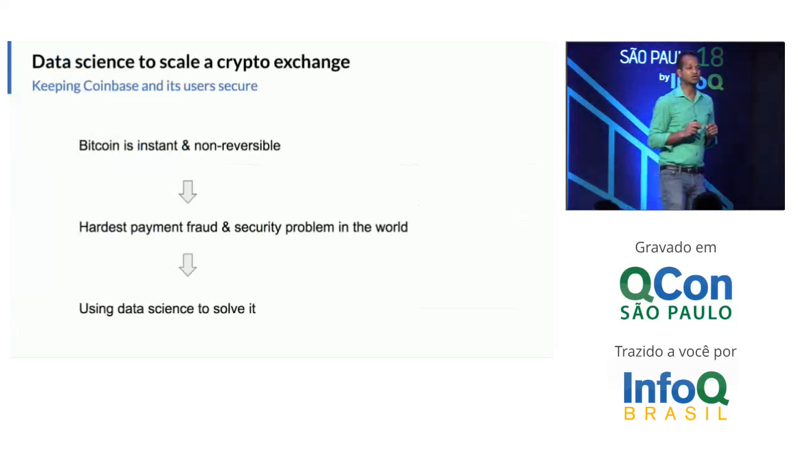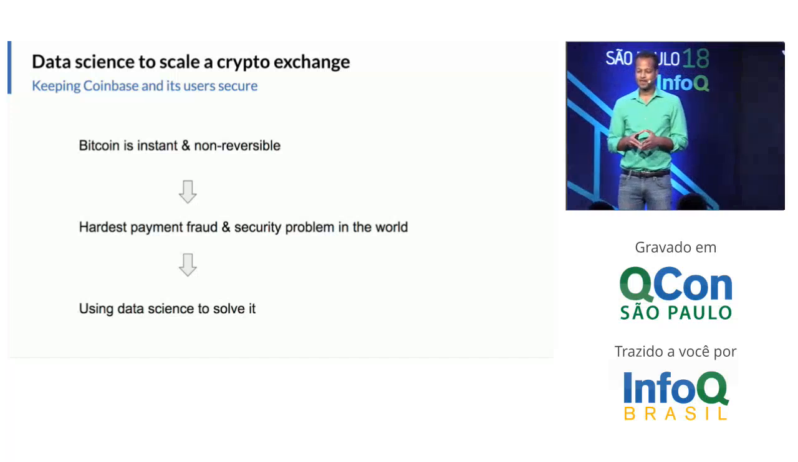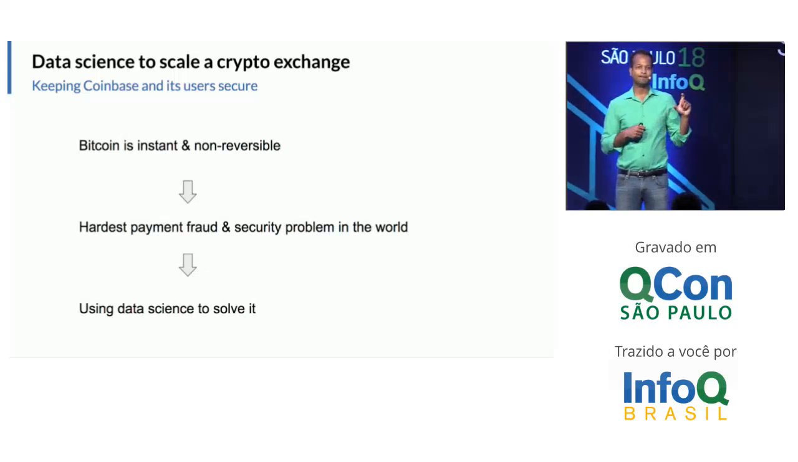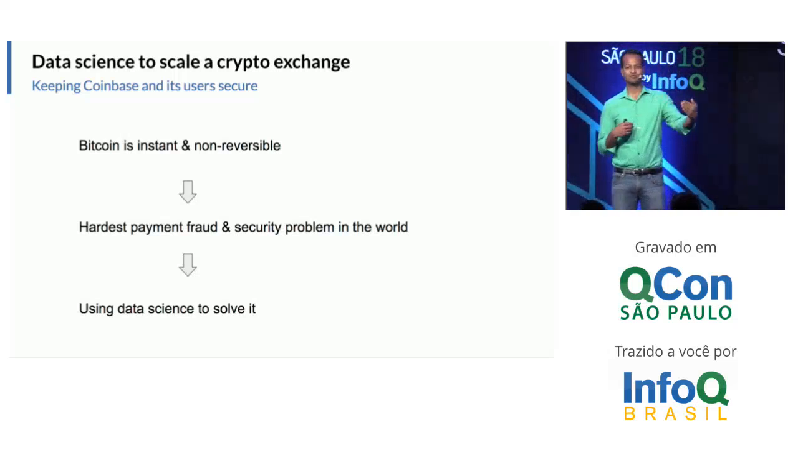Now, for the rest of this talk, I'm going to talk about what it takes to keep Coinbase and its users secure, and where data science comes into the picture. So the first thing that I would like to preface is that Bitcoin is instant and not reversible, right? So when I send Bitcoins to someone, I cannot get them back from that person. There's no chargeback mechanism built into Bitcoin or any of the cryptocurrencies. And now this very feature, which attracts the good users towards Bitcoin, is also what attracts scammers towards Bitcoins, right?